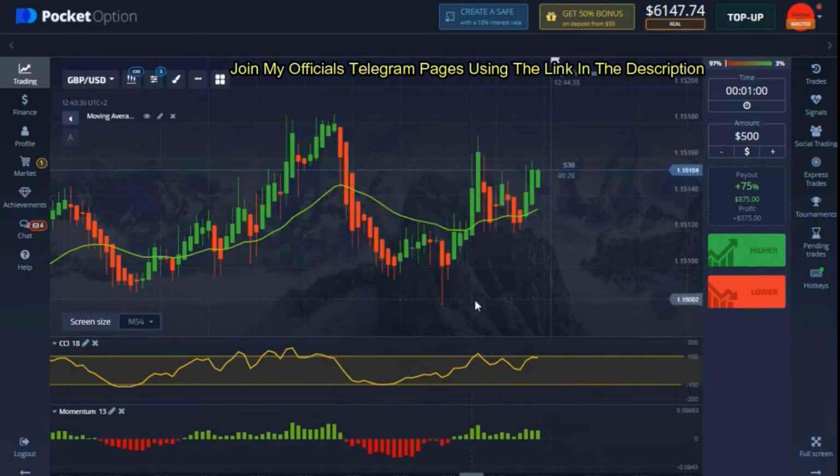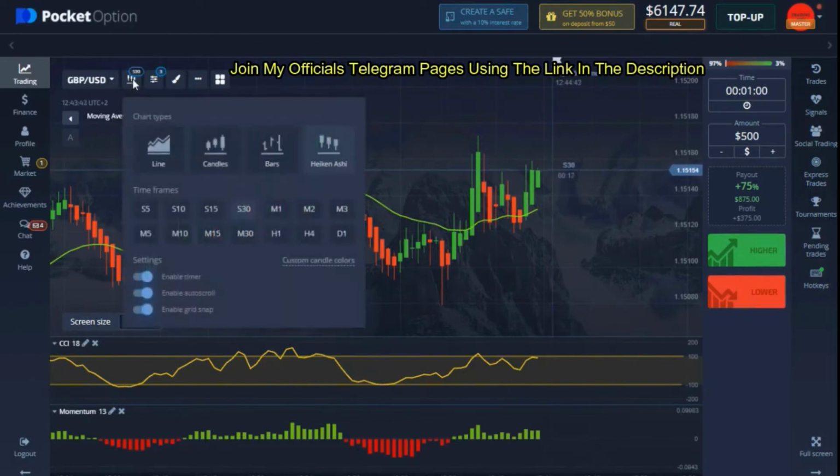Right now, let me put up my currency. We are doing this on 1 minute, so don't forget that. The trade time is 1 minute, and the candle time frame we're using here is 30 seconds with Heikin Ashi candles.